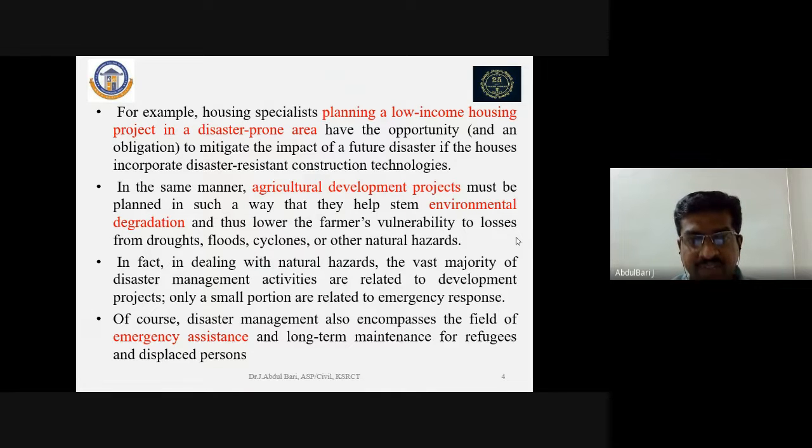In fact, in dealing with natural hazards, the vast majority of disaster management activities are related to development projects. Only a small portion is related to emergency purposes. Similarly, emergency assistance in the field of disaster management will also be taken into account within the scope of disasters.